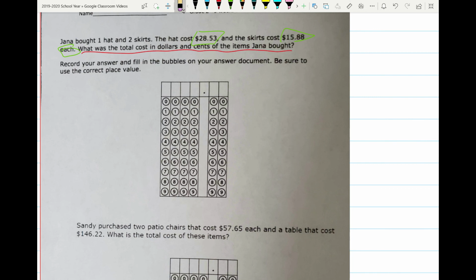So let's solve this one really quick. Let's do my skirts first. The skirts each cost $15.88. I have two of them. So I can either multiply by 2 or add them 2 times. I am going to multiply by 2. 8 times 2 is 16. 2 times 8 again is 16, plus 1 is 17. Don't forget my decimal. 5 times 2 is 10, plus 1. 2 times 1 is 2, plus 1, 3.